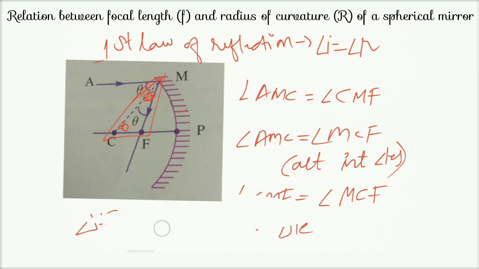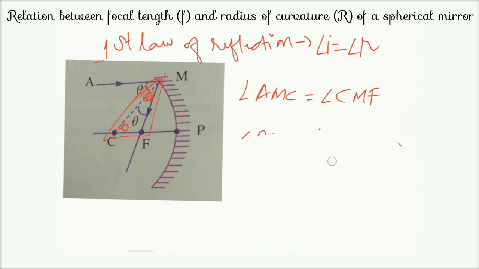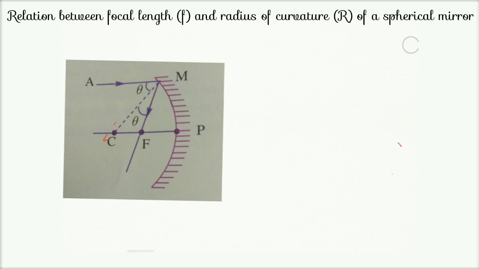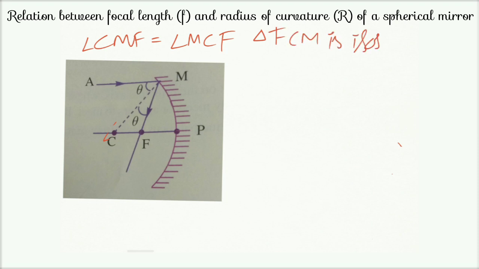I'll erase everything so that it is clear to you. Okay, so the point lastly we concluded was angle CMF is equal to angle MCF, and we also stated that triangle FCM is an isosceles triangle. Okay, these were the two conclusions which we have stated just now.